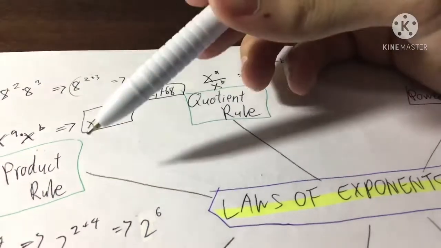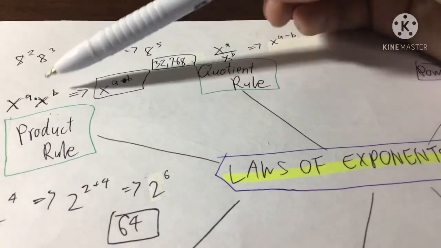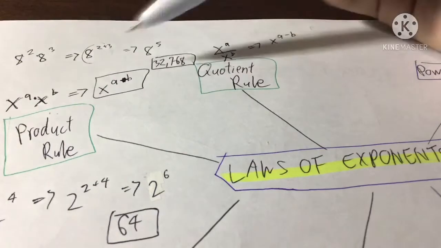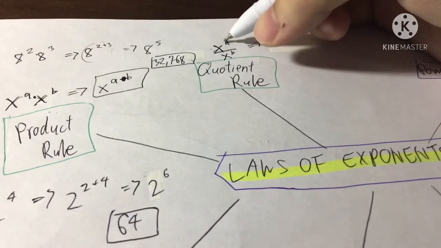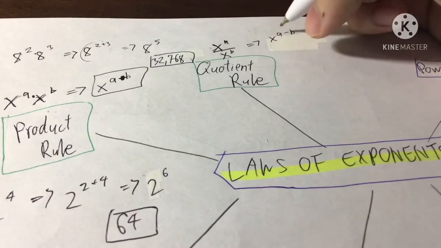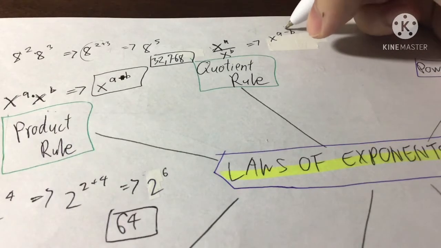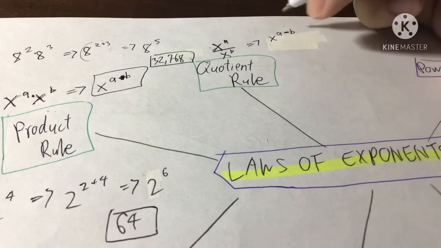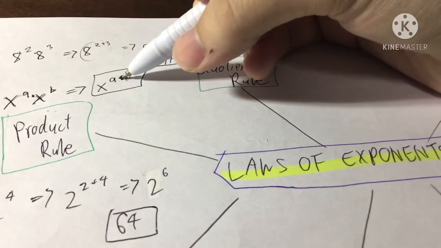For quotient rule and product rule, we'll just have one specific base, and we'll just describe it as x. So for quotient rule, our formula is x raised to a over x raised to b. That will be equal to x raised to a minus b. And if you can observe, the sign here is a minus. On the contrary, our sign here is addition.